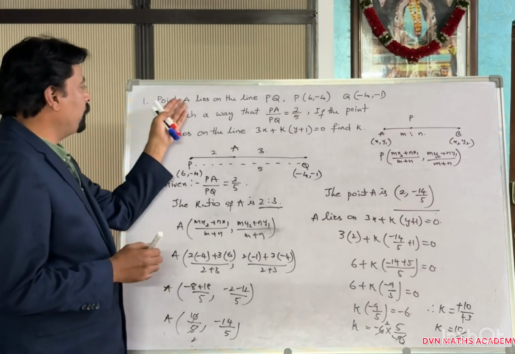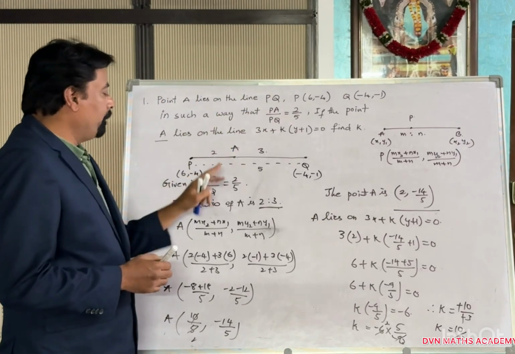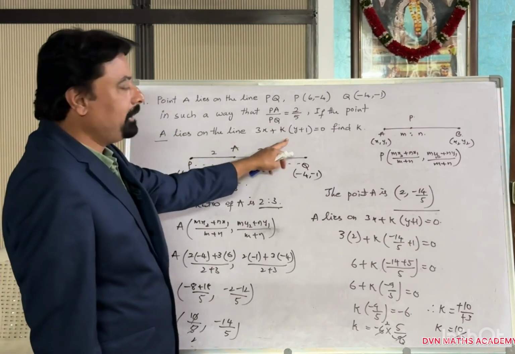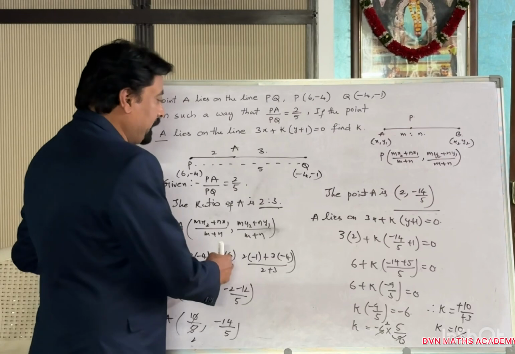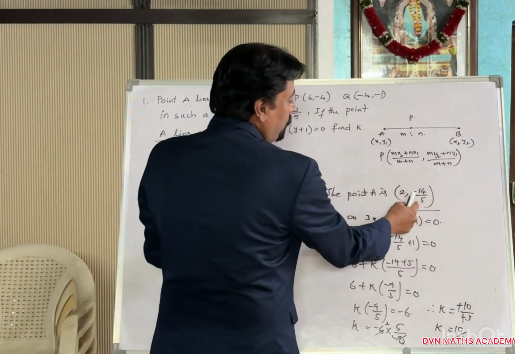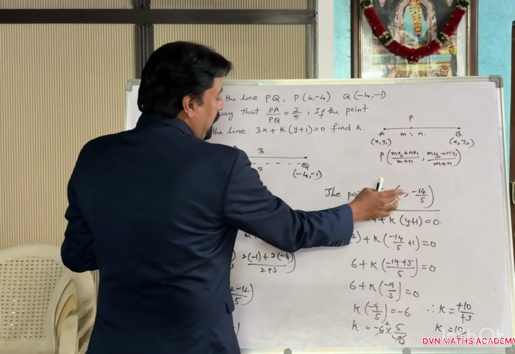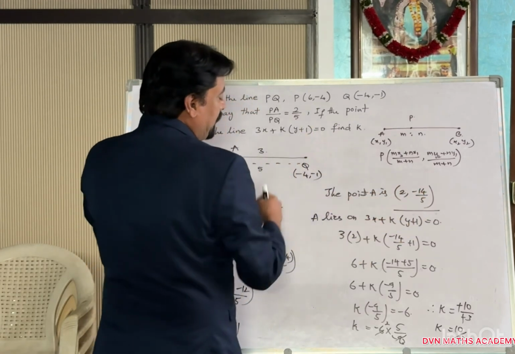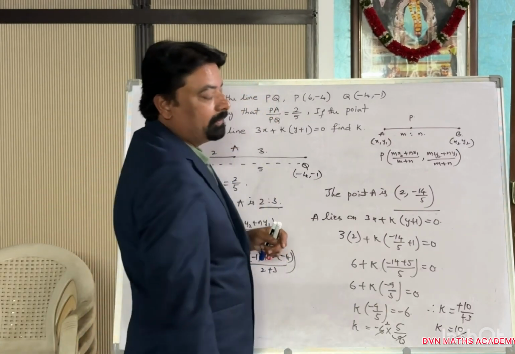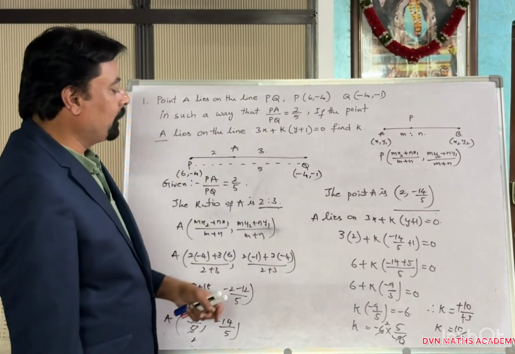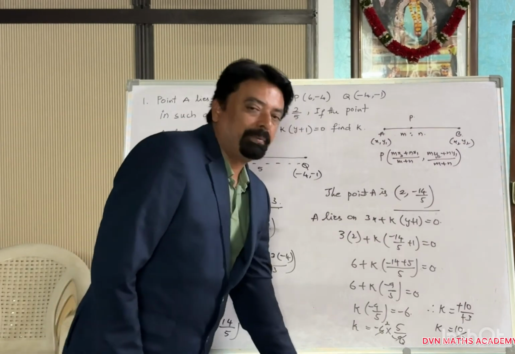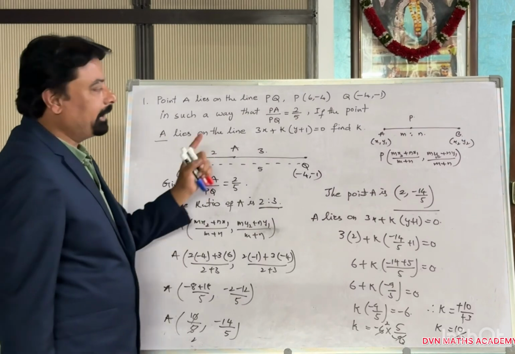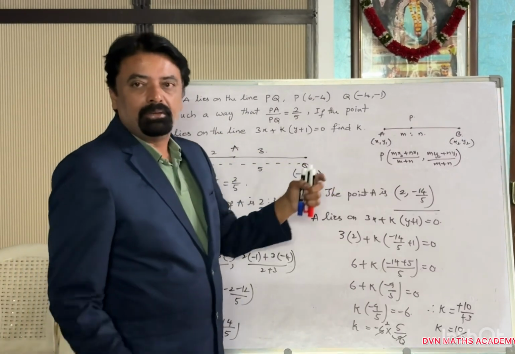While doing this, first you find the coordinates of A by using the section formula. Afterwards, it is given that A lies on this line equation. So the x value is 2 and the y value is -14 by 5. If you substitute those values in the given equation, then it is easy to find the value of k. So I got k is equal to 10 by 3. You will get this type of pattern question. This is one of the important questions in coordinate geometry using the section formula.